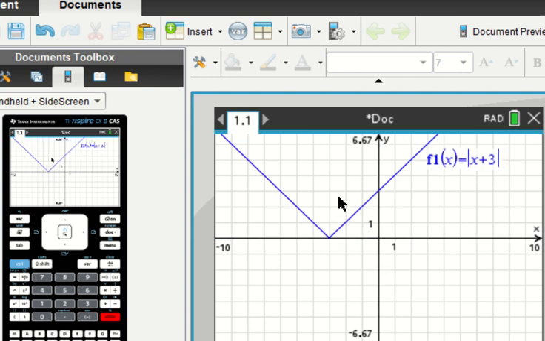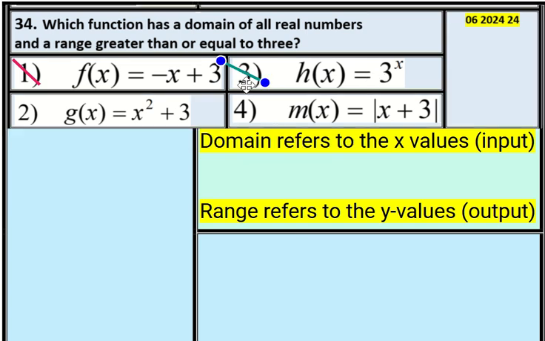And notice again, this function is too low. My range should stop at 3 on the y axis. And instead, this goes all the way down to the x axis. So this function goes way too low. That does not satisfy my range. So we eliminate choice number 4. And the only one left is choice number 2.